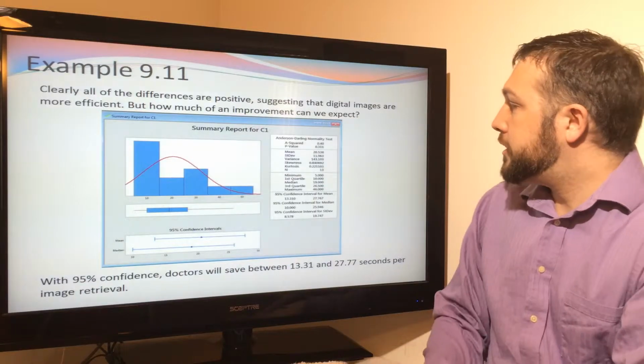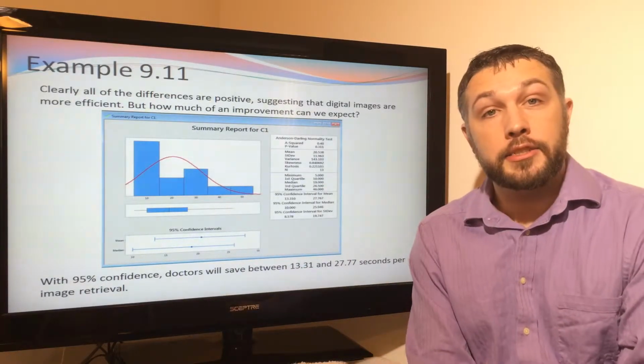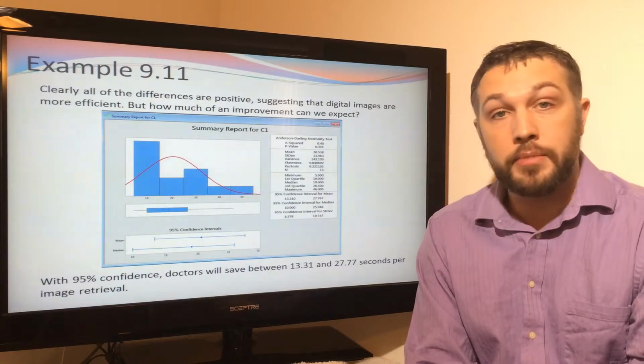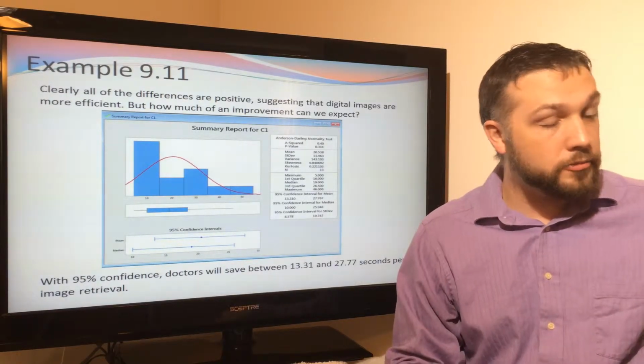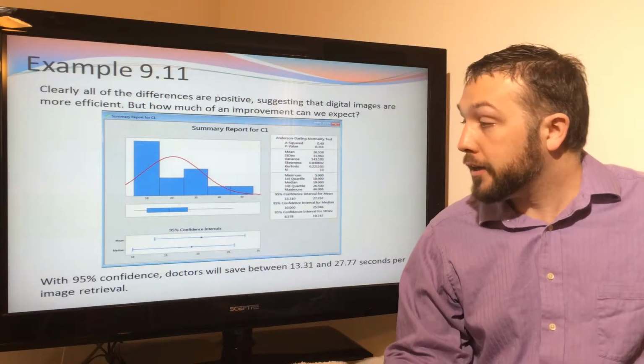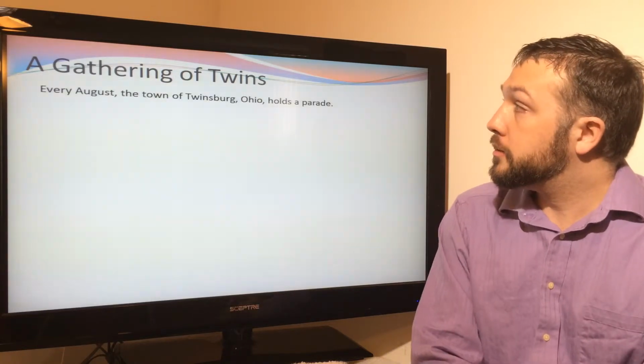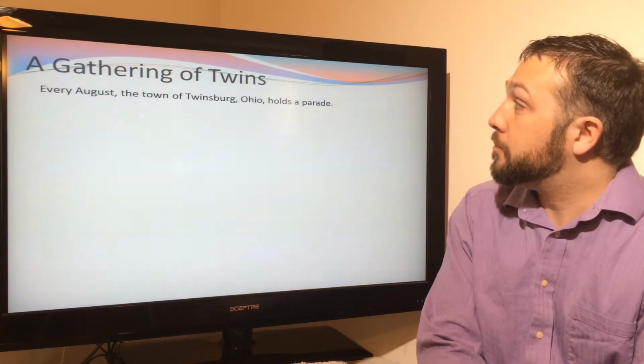But we can definitely say that between 13 and 28 seconds are saved on average by retrieving the medical images from a digital database rather than slides. So again, that was a nice example of how the digital age improved medical practice.